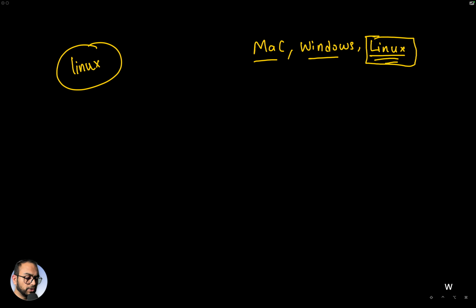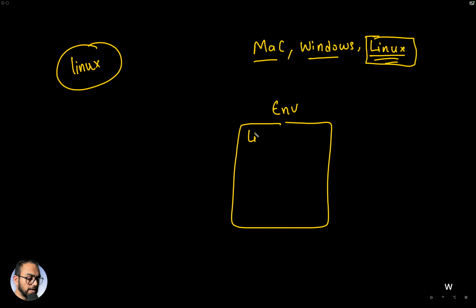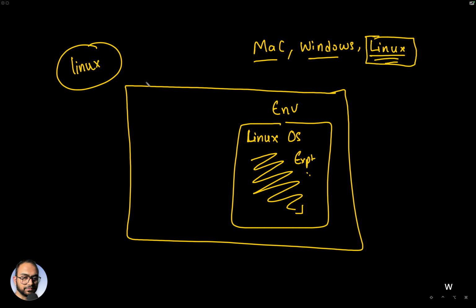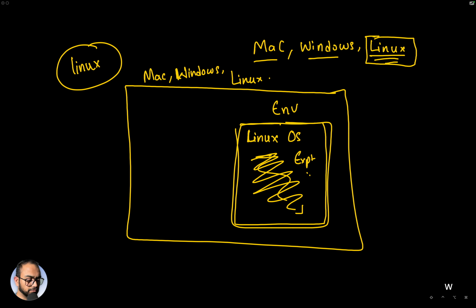So what we are going to do is create an environment for ourselves, which will have the Linux OS running within it, and we are going to do all our driver development and experiments here. My proposal is that we create this environment within the operating system that you're on. For example, it could be on a Mac, on Windows, or even Linux. This environment runs the Linux operating system, and within that we'll develop the drivers.